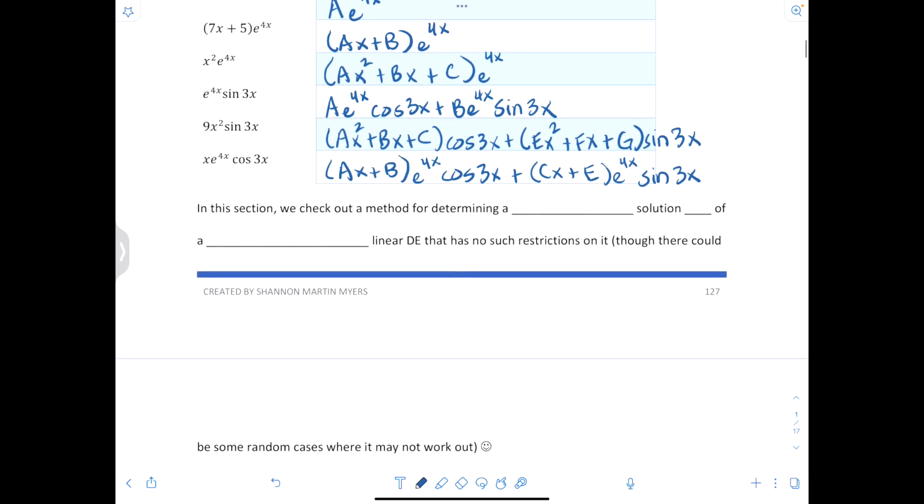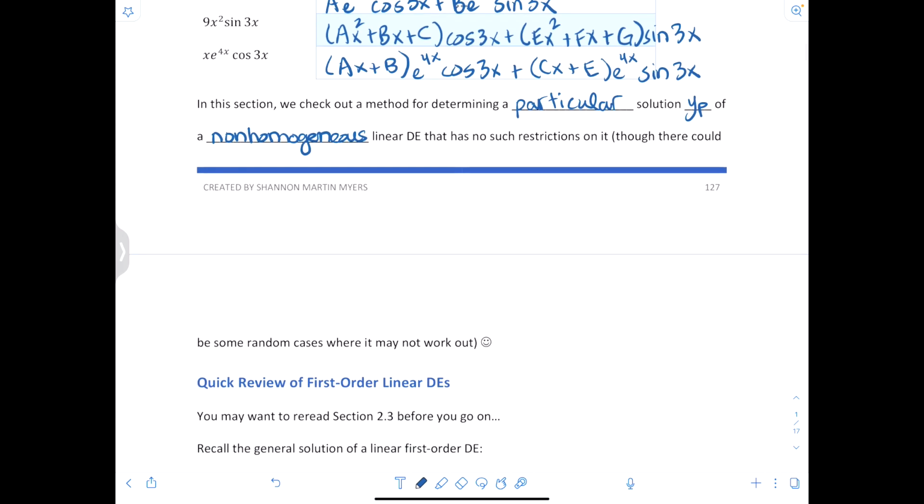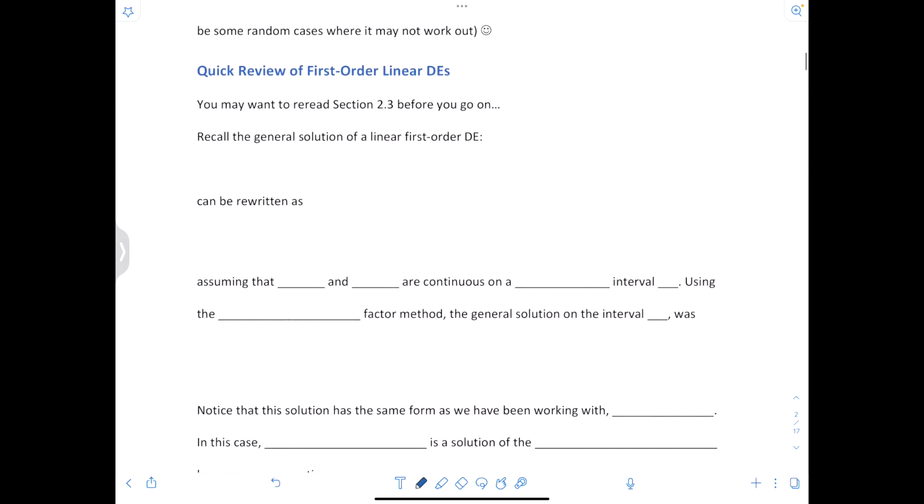And in this section, we check out a method for determining a particular solution, yp, of a non-homogeneous linear differential equation that has no such restrictions on it, though never say never in math, right? There could be some random cases where it doesn't work out.